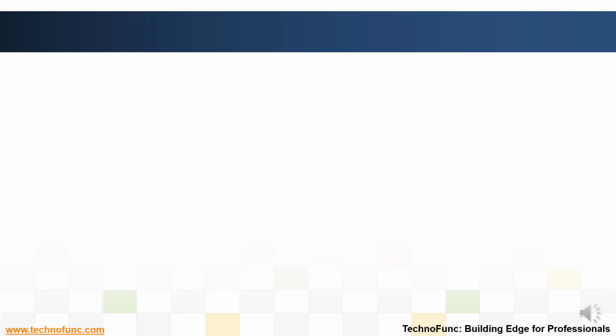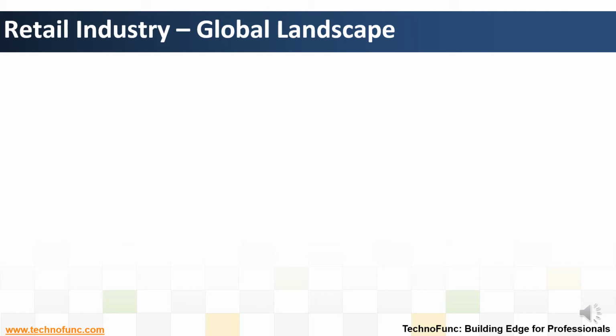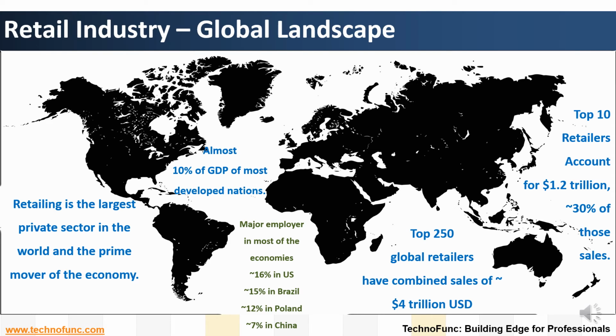Retailing is the largest private sector in the world and the prime mover of the economy. It accounts for almost 10% of the GDP of most developed nations. Retailing globally is huge, $6.6 billion, and much of it is organized. The retail industry is predominant in developed countries like the USA, UK, etc.